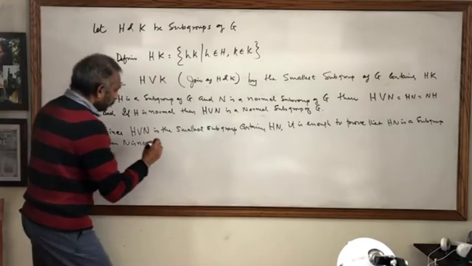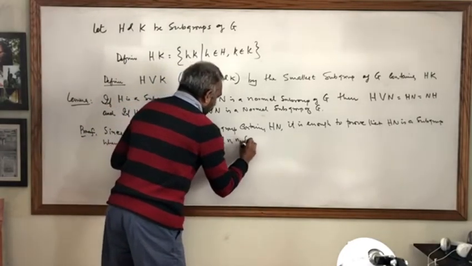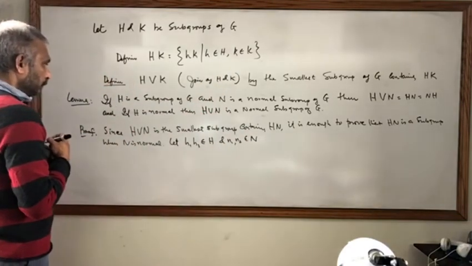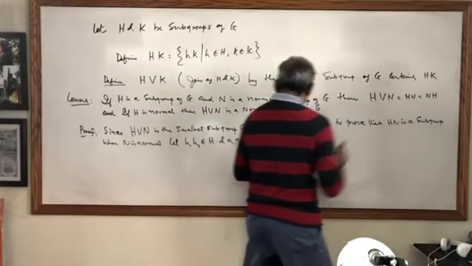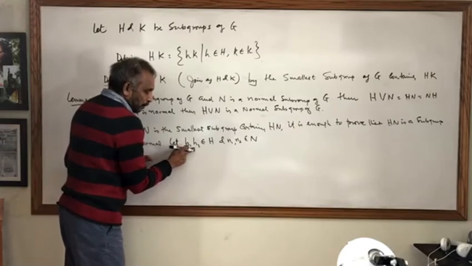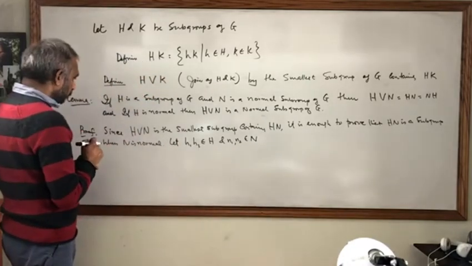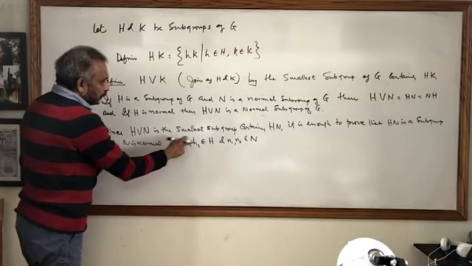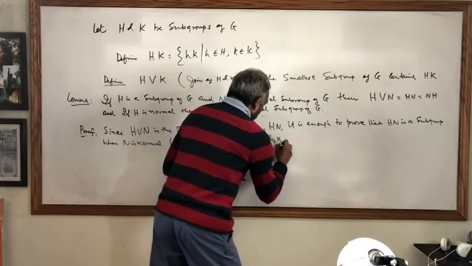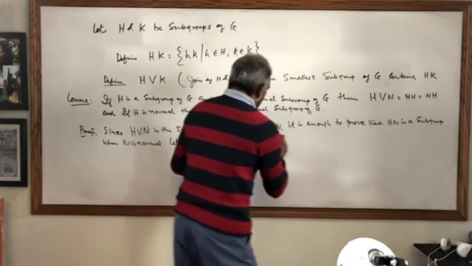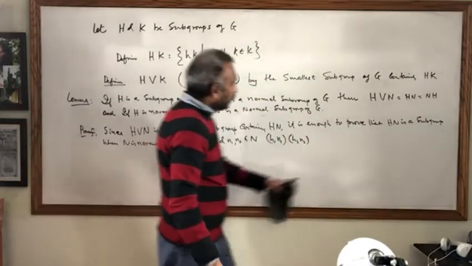So what we do is, let h1, h2 belong to H, and n1, n2 belong to N. We need to show that this is a subgroup. That means we need to show that it is closed under the binary operation, that it has the identity, and that for every element there is an inverse. So let's see whether this is closed. h1 n1, that is the first element of this group, times h2 n2, that is the second element. We need to show that this also belongs to HN.